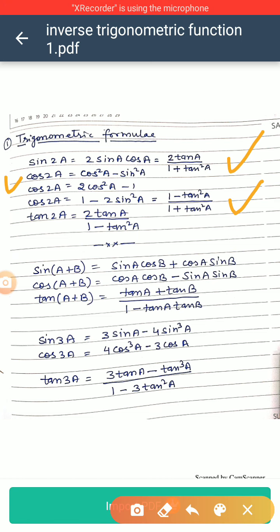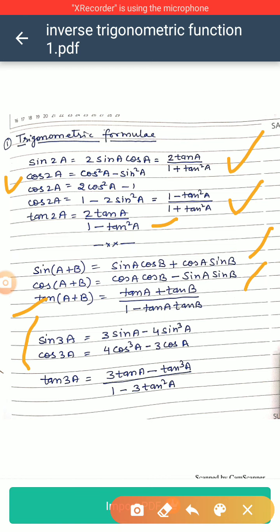Tan 2a also has a formula. Tan 2a is equal to 2 tan a upon 1 minus tan square a, and we also know the a plus b formulas. Sin a plus b is equal to sin a cos b plus cos a sin b. Similarly, cos a plus b is equal to cos a cos b minus sin a sin b. Tan a plus b is equal to tan a plus tan b upon 1 minus tan a tan b.